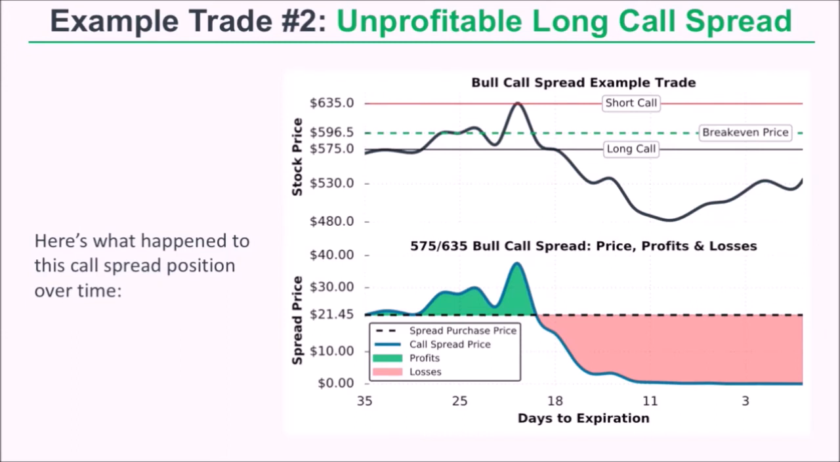Now, as I said before, you can close a call spread early before expiration if you want to lock in profits or losses. So let's say the person who bought the spread wanted to sell it for $30. So since they bought it for $21.45, once the spread's value reached $30, they could just sell the call spread at that price and lock in that profit. So if you bought it for $21.45 and you sold it for $30, you would lock in a profit of $855. So that's the $30 sale price minus the $21.45 purchase price times 100, which gives you $855.